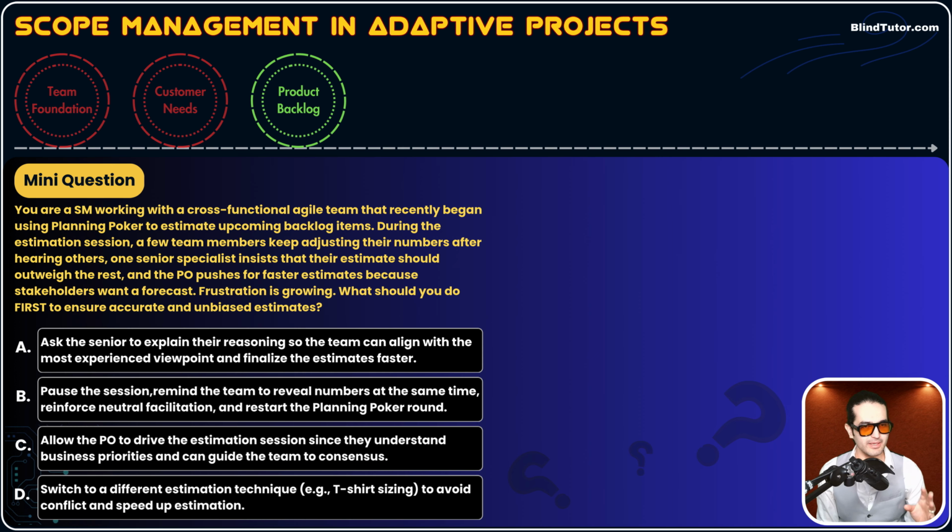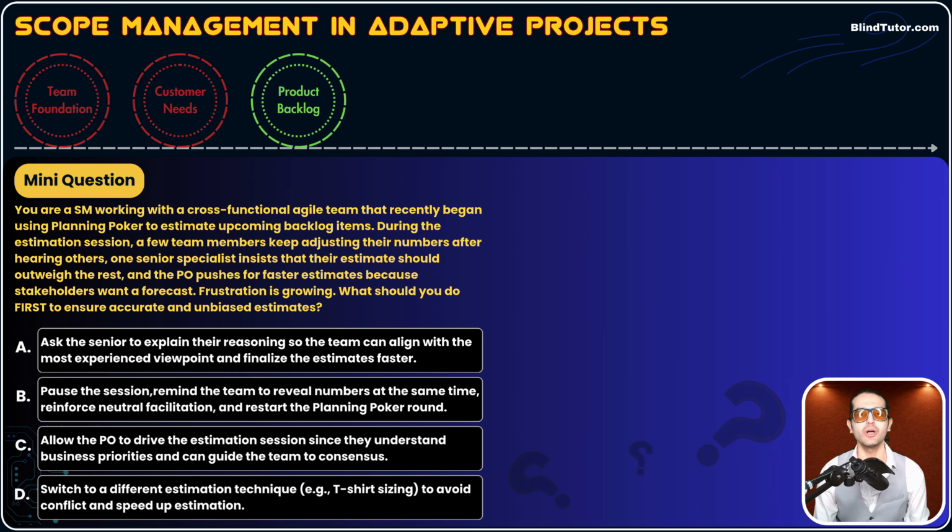And let's go through the options. Option A says, ask the senior to explain their reasoning so the team can align with the most experienced viewpoint. No. Why? Senior's idea is more important? Senior can give some inputs, but just taking the side of the senior wouldn't help your project and will affect the team's psychological safety. The team will think, our Scrum Master or project manager wouldn't listen to us, and cares only about that senior experienced team member. So why would we even care about this project?